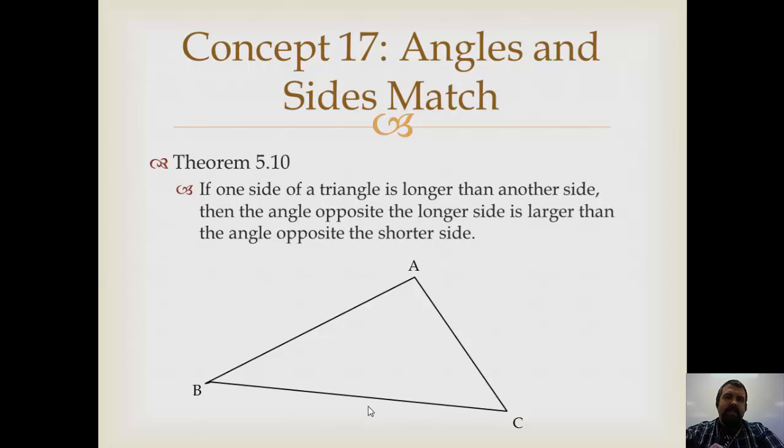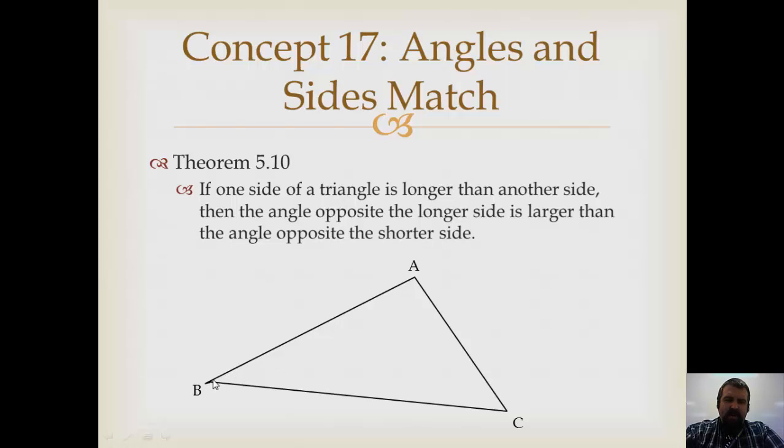But concept 17 is that the angles and the sides have to match. And what do I mean by that? First of all, in theorem 5.10, if I have one side being longer than the other side, then the angle opposite would have to be larger. Correspondingly would be the appropriate word.